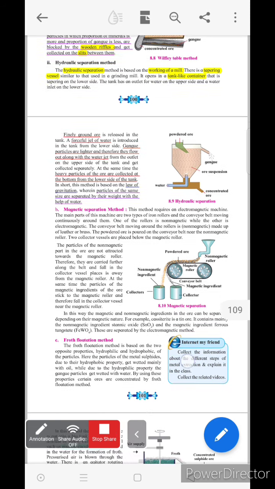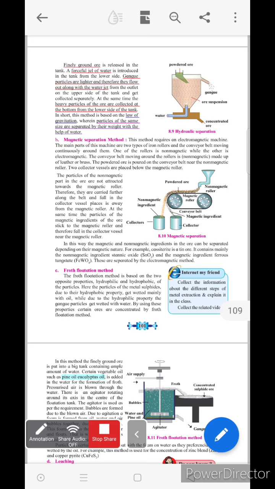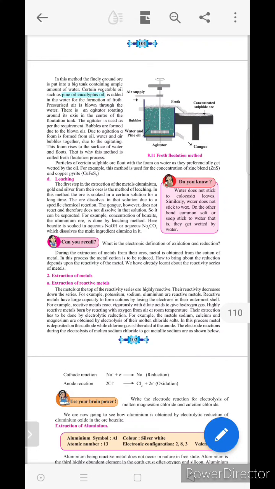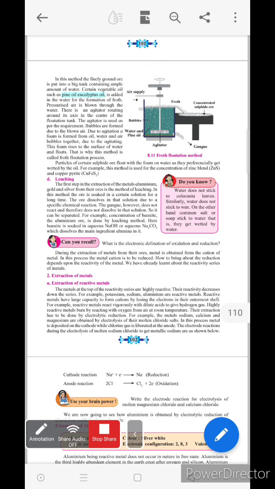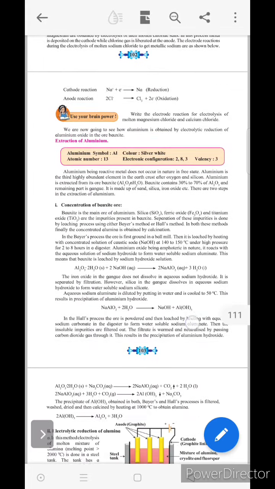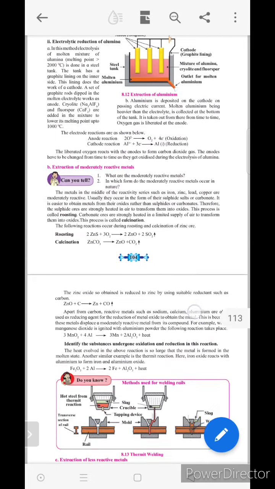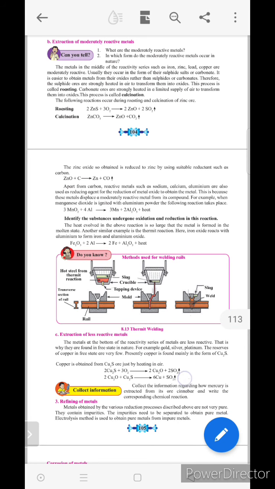Again, I'll say that the topics which are removed are very small topics. Now we will move on to page number 102. Again a small topic, the pink color box, which is also removed from your syllabus. Now we will move on to page number 105 directly. Pages 103 and 104, there is no reduction. Directly we will move on to page number 105.